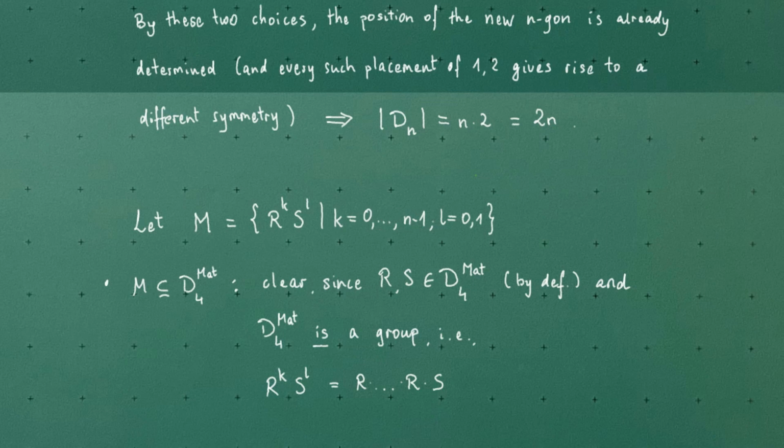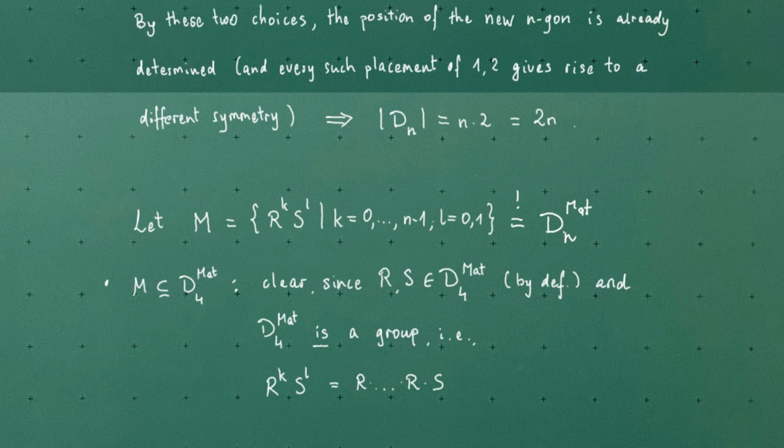And we have to show that this set M is actually the complete symmetry group of the regular n-gon. To prove equality of two sets, it is often convenient to prove that this set is a subset of this one, and the other way around, that this set is a subset of this. Then the only possibility is that they are equal. Now this inclusion, that the set M is a subset of the symmetry group, is easy.